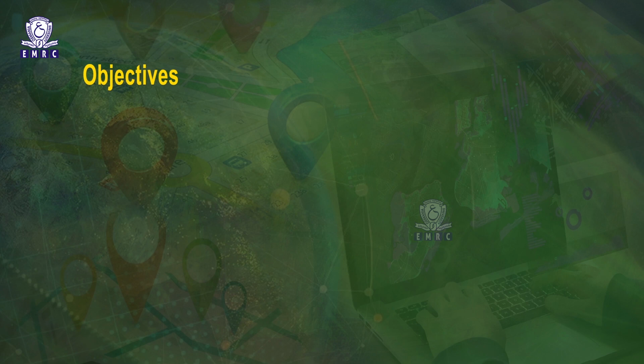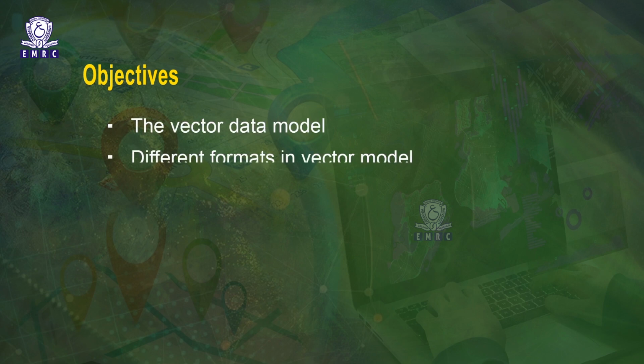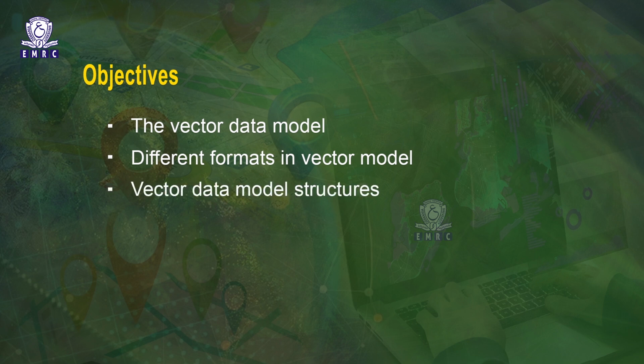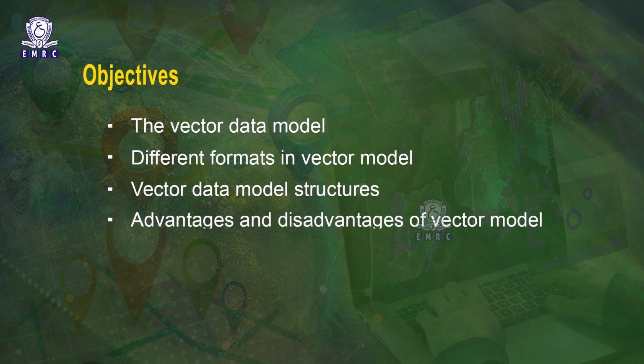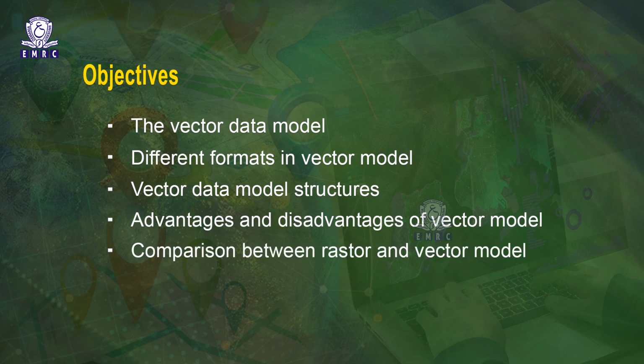In the previous chapter, we discussed different aspects related to raster data modeling. In this chapter, we will discuss the vector data model, different formats in the vector model, vector data model structures, advantages and disadvantages of the vector model, and comparison between raster and vector models.